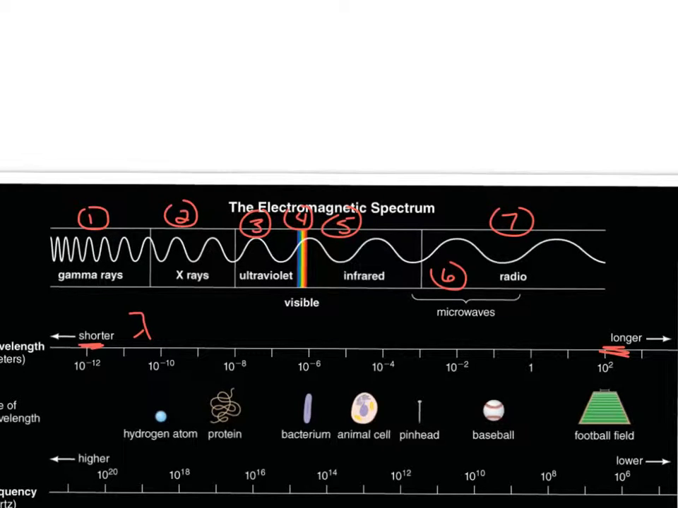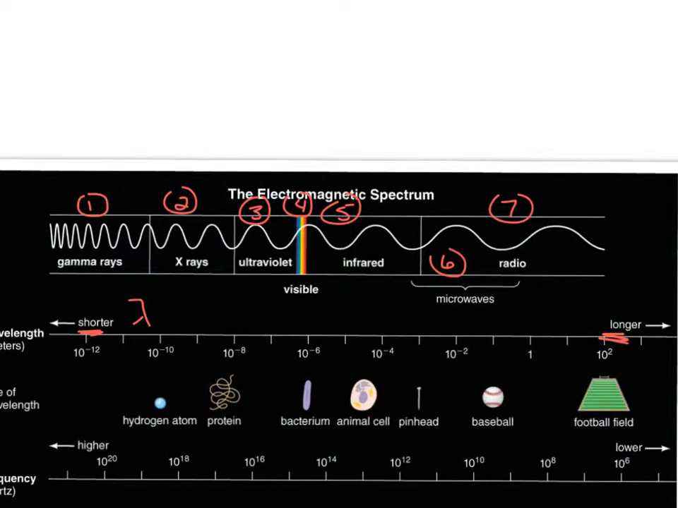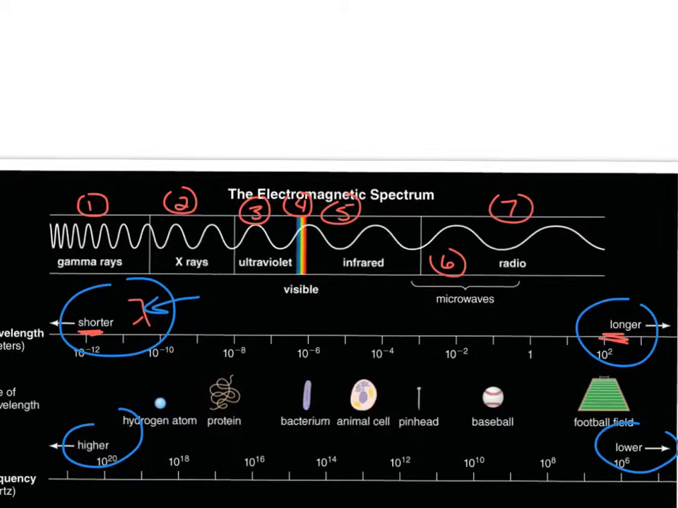With regard to frequency, a short wavelength means a high frequency. A long wavelength means a low frequency. So let's look at some of these numbers. With regard to wavelength, how long is this repeating unit? If we pick on gamma rays, this is in units of meters. Basically it's 1 times 10 to the negative 12th meters.